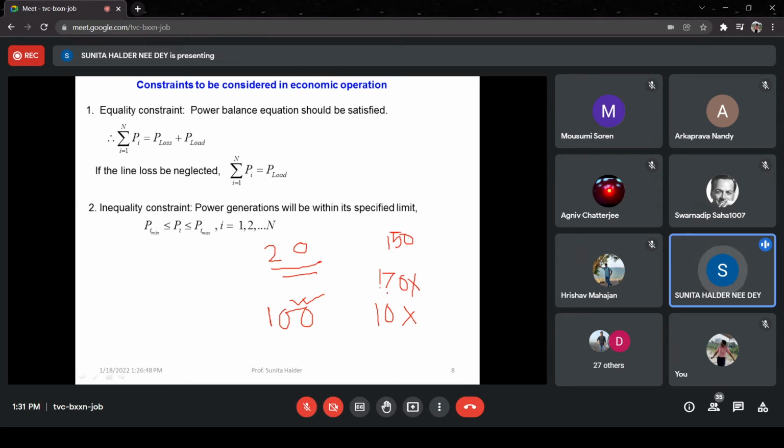Now, why will this economic generation schedule change? Depending on load, because if the load is changing, then the generation schedule will totally change. If the load is increased, then generation will be increased. If the load is decreased, then generation will be decreased. So the economic generation schedule does not mean that it is fixed for that generator. It is fixed for the generator for a particular load only.